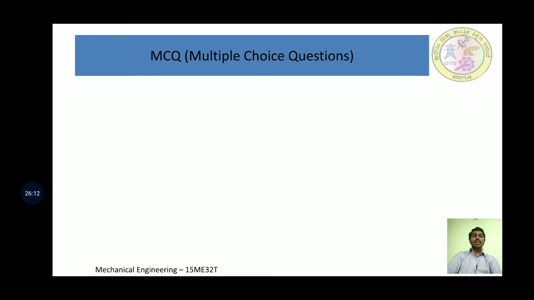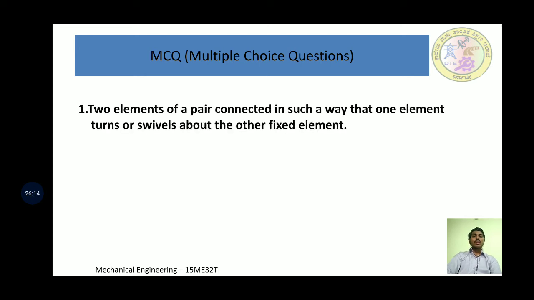First question: two elements of a pair connected in such a way that one element turns or swivels about the other fixed element. A. Turning pair, B. Rolling pair, C. Screw pair, D. Spherical pair.